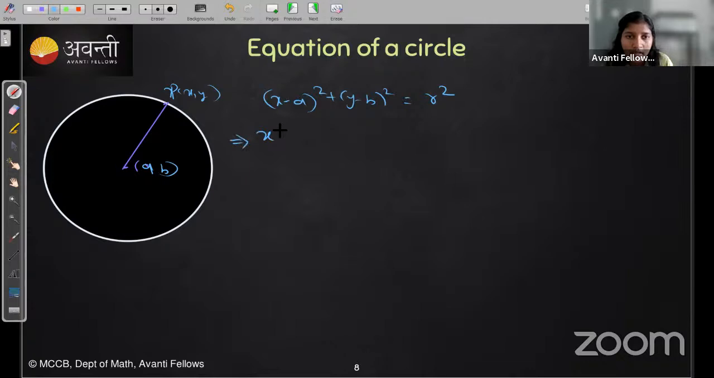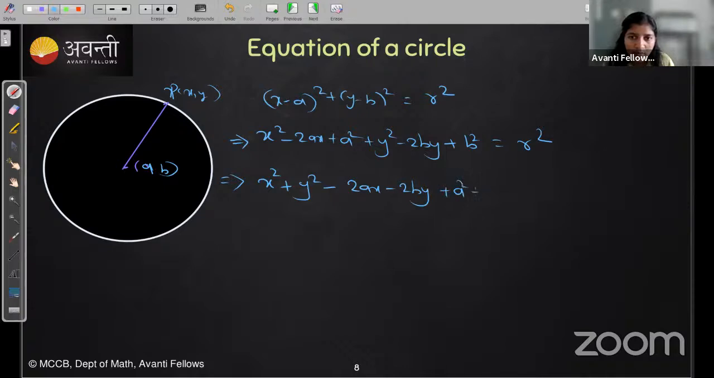We will get x square minus 2ax plus a square plus y square minus 2by plus b square is equal to r square, okay? I'm just rearranging the terms and writing it. x square plus y square minus 2ax minus 2by plus a square plus b square minus r square, just shift this to the other side, equal to 0, okay? We got this. So both equations, equation 1 and equation 2, are equivalent, okay?